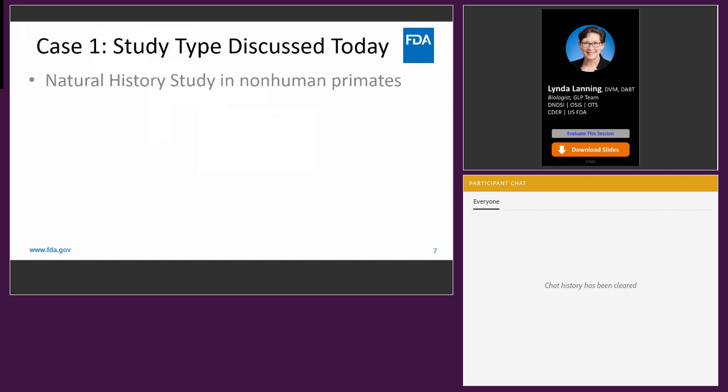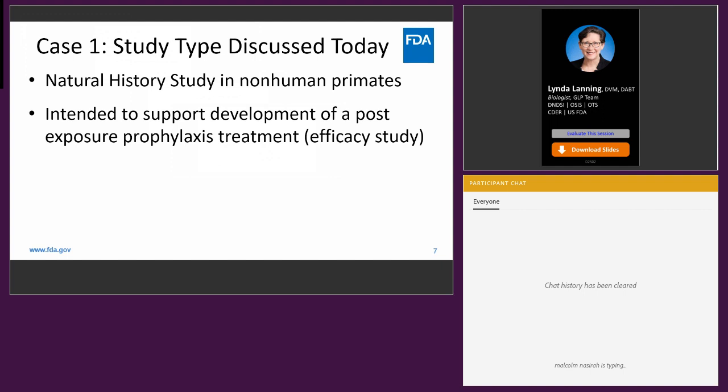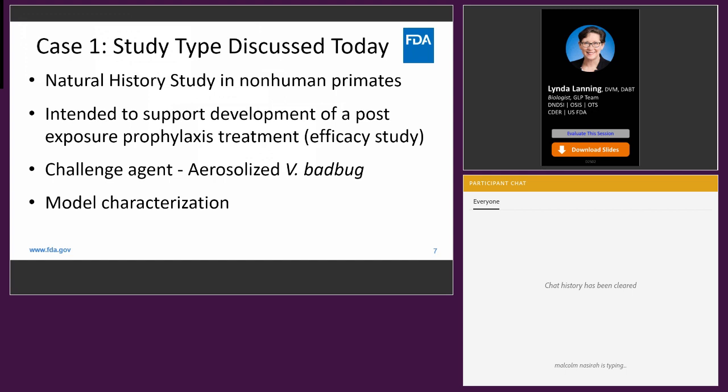The study type I'll be discussing today is a natural history study in non-human primates. It was performed to support development of a post-exposure prophylaxis treatment, which would later be evaluated in an efficacy study. The challenge agent for purposes of this discussion is aerosolized V. bad bug. And remember that natural history studies are conducted to characterize all aspects of the animal model being studied, everything from the challenge agent specifics to pathogenesis of the disease in the test system.